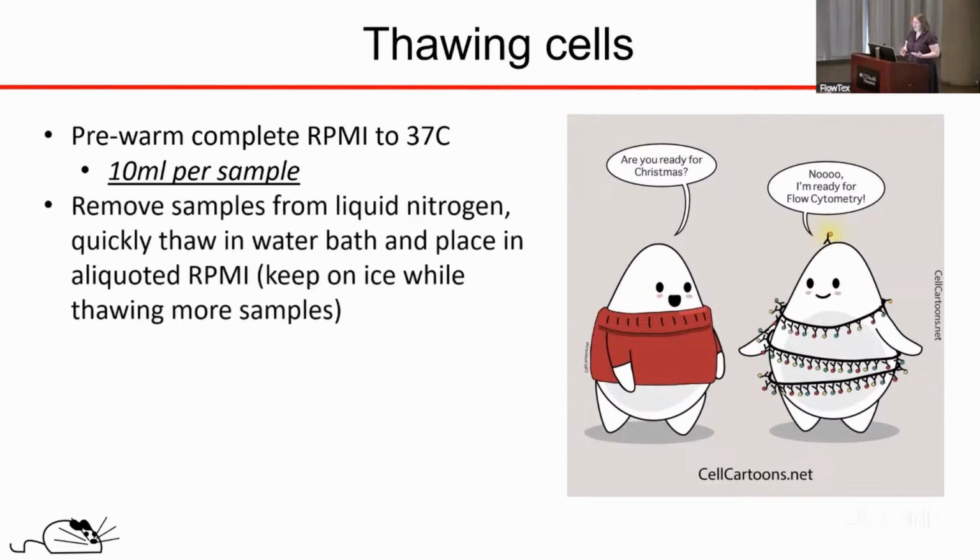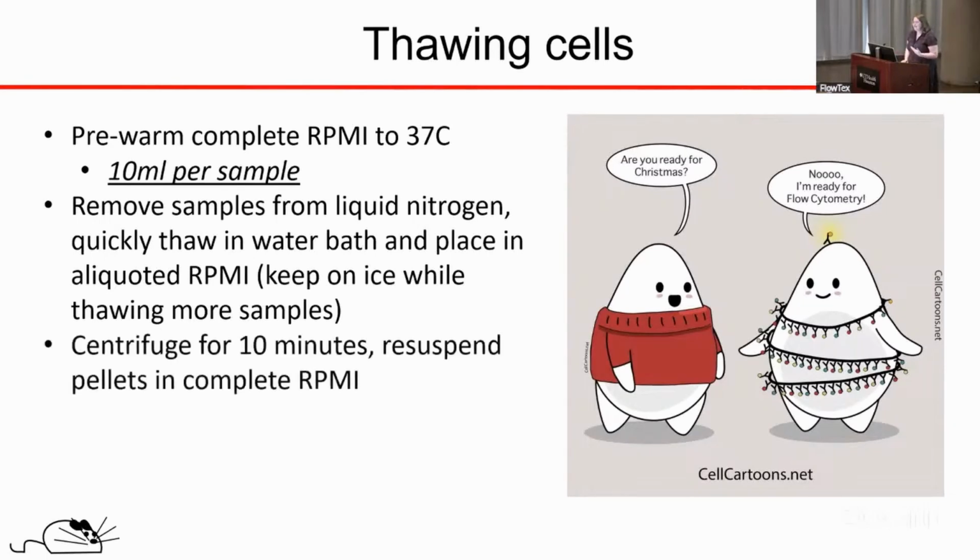And so our recommendation is to thaw your samples as quickly as possible in a water bath, and then place them in that large amount of RPMI, and then move them to ice while you're preparing all your other samples, and then immediately centrifuge them and resuspend them in complete RPMI, and then proceed with your staining as normal.